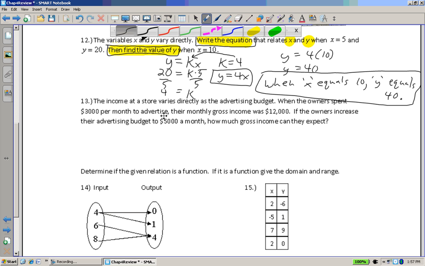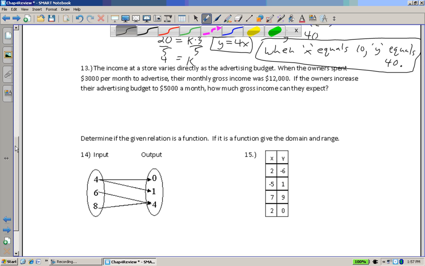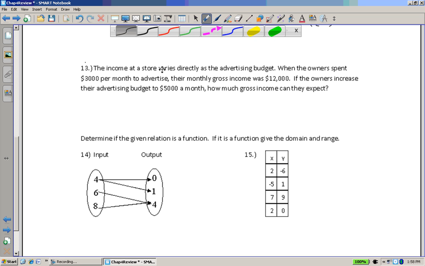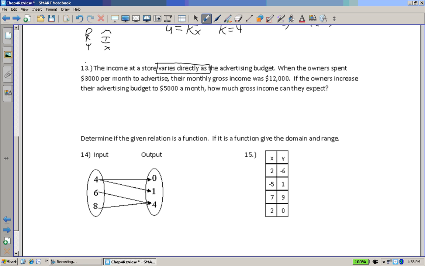Okay, now here's a practical application of this direct variation problem. Income at a store varies directly as advertising budget. Now, here's what I like to do. When they tell me that this varies directly as, the last thing that they write, that's the independent variable. If you're thinking about, in science, DRY MIX, this is what we can control, the advertising budget. We get to control it, so that's our manipulated or independent variable, so that's my x in this situation.